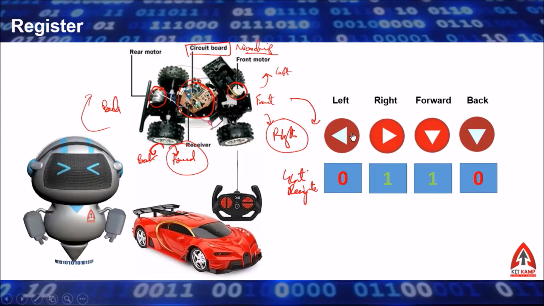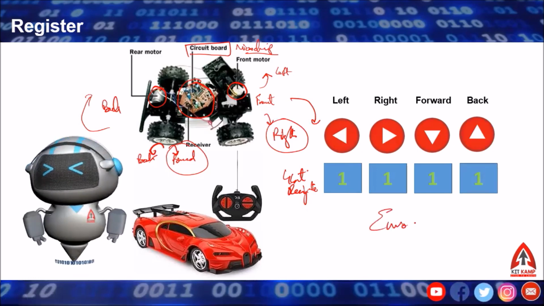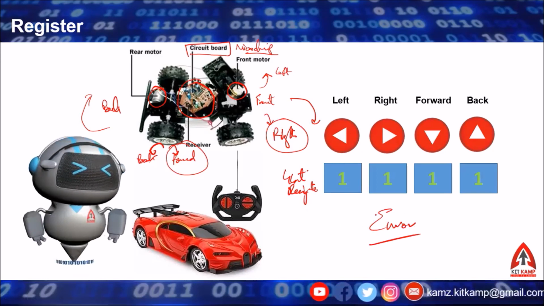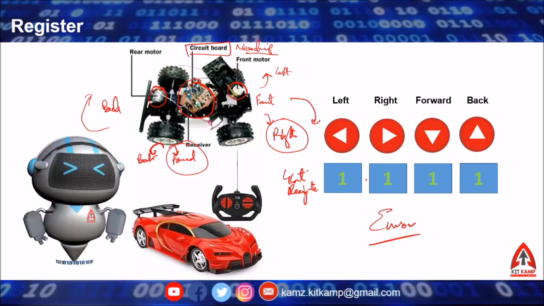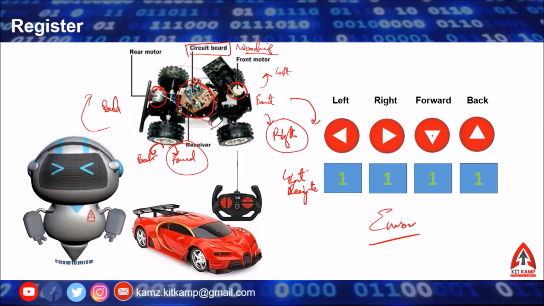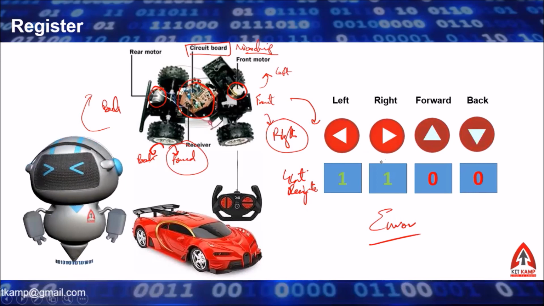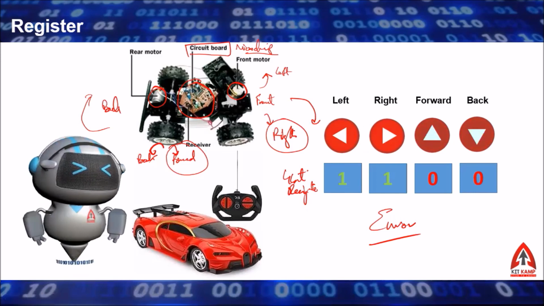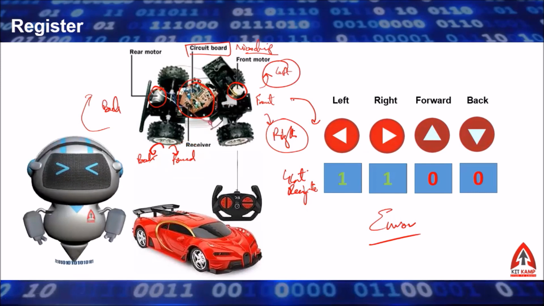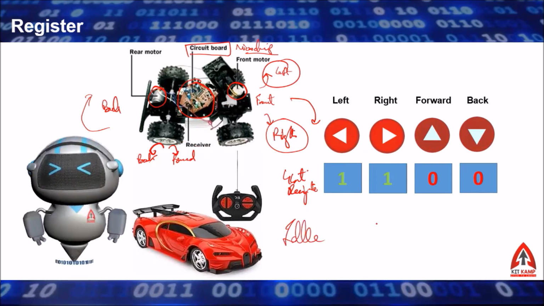What if I press all ones? It is going to generate an error because all ones are not going to perform any output. And if I press left and forward on, and they both are on, but my forward and back is not there, it is going to be in an idle mode. This is going to be in idle because both are generating values, but in equal force. So it is going to be in idle, or it may also generate an error.